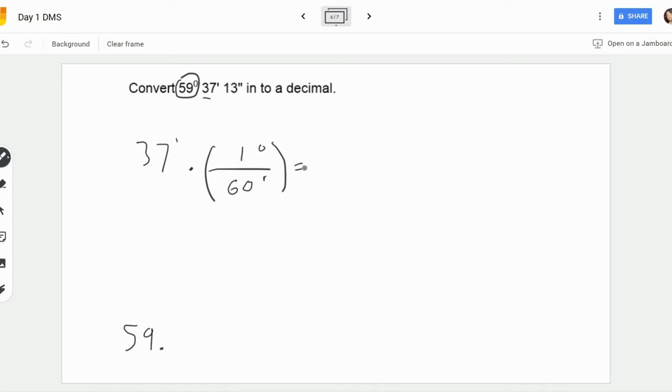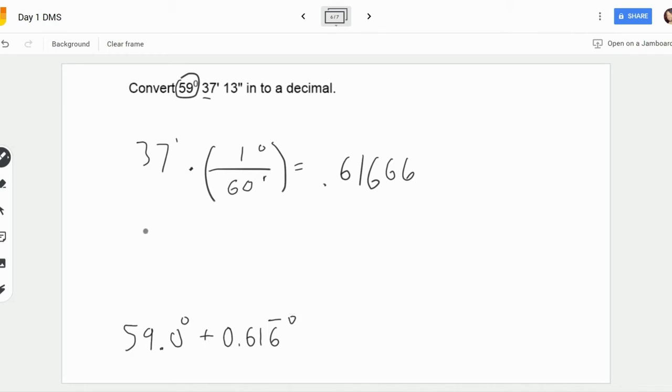So it's 37 divided by 60, and I get 0.61666, repeating. And we know that this is 0.0 degrees. That was that part. And then we have plus 0.616, and that's repeating. We'll deal with that in a sec.